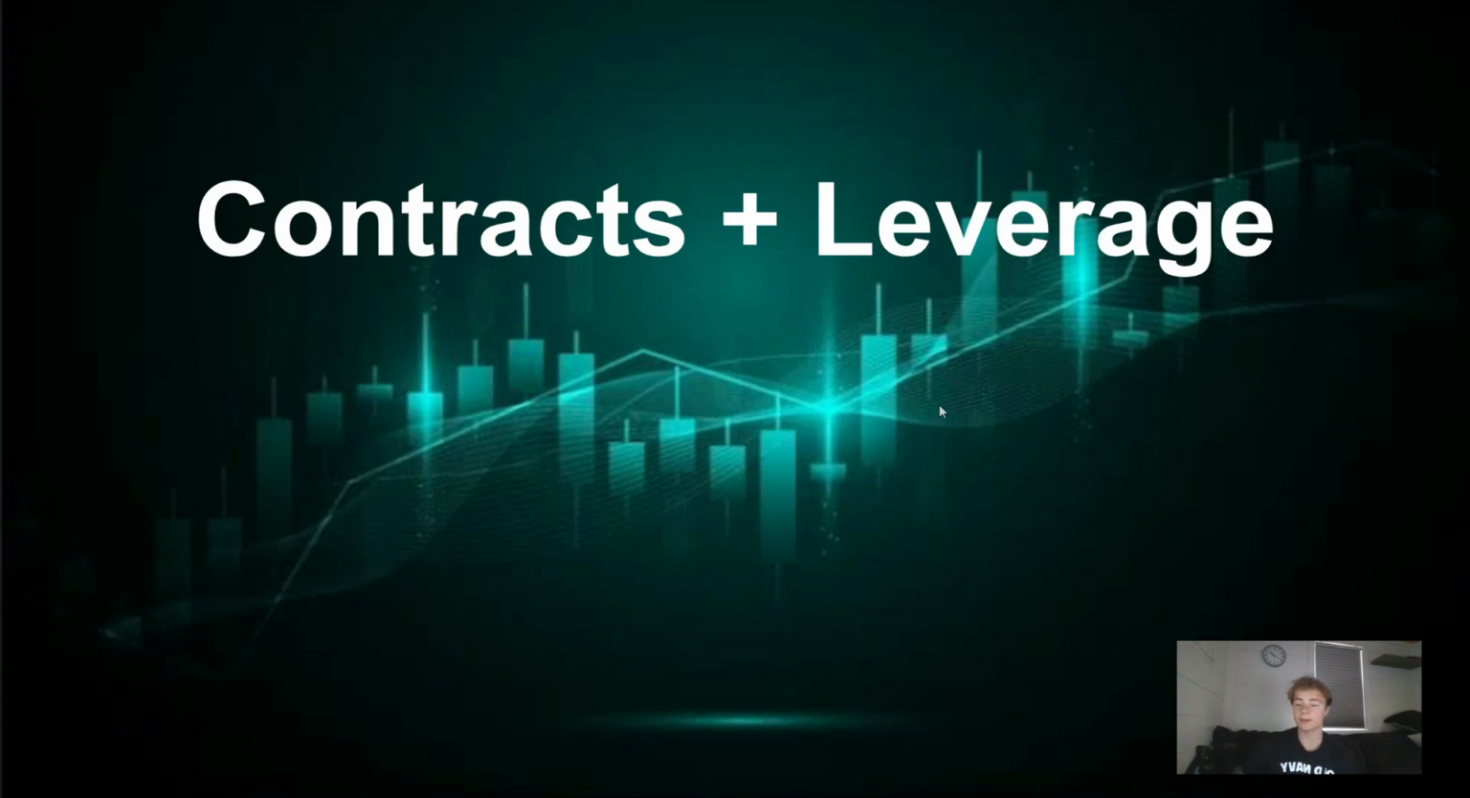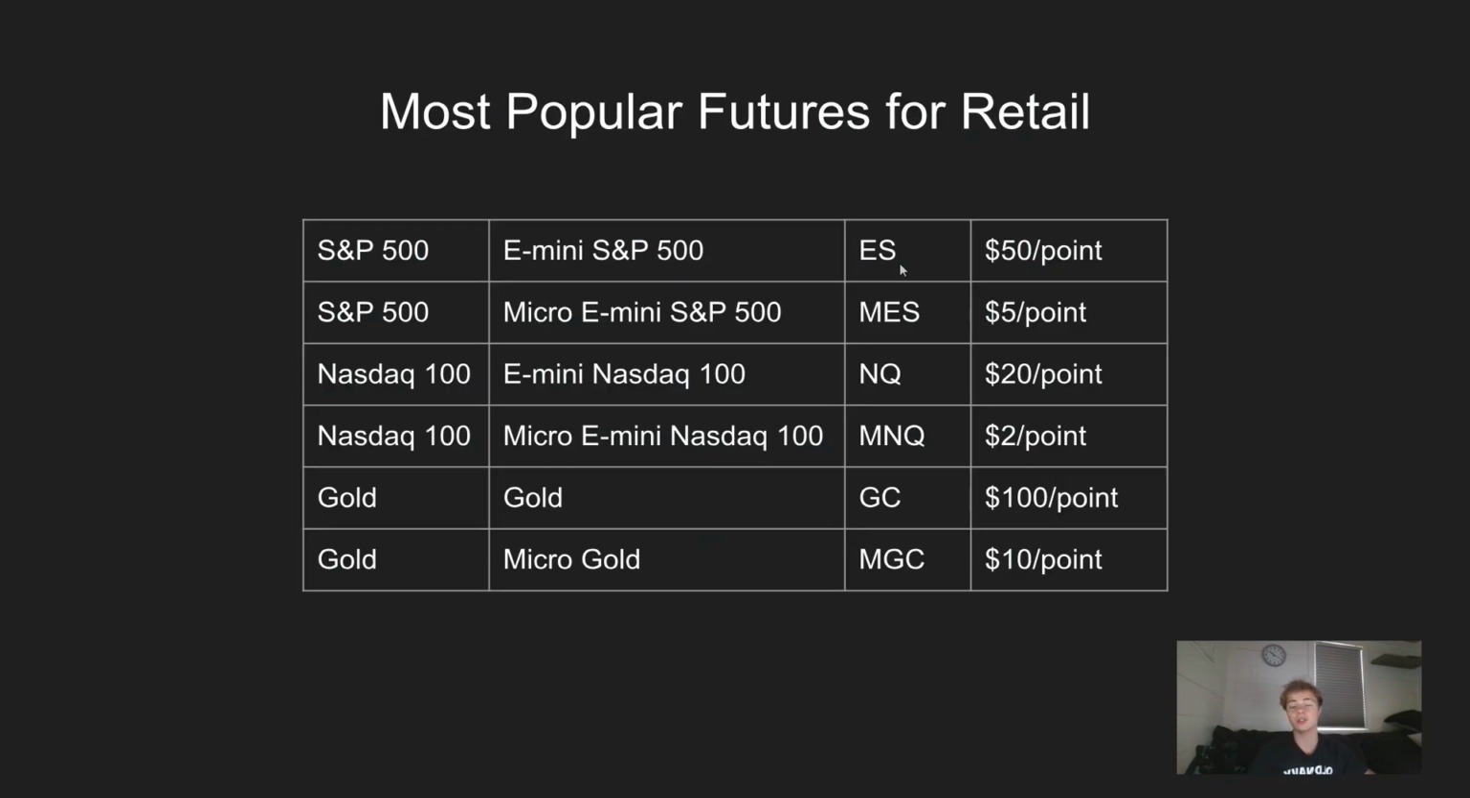Alright, welcome back. Today we are taking a deeper dive into futures contracts and also talking about leverage, which is a super important concept in trading futures. So today we'll look at three of the most popular futures contracts: ES, NQ, and GC. ES is the futures of the S&P 500, NQ is the futures of NASDAQ 100, and GC is the futures of the price of gold, essentially.